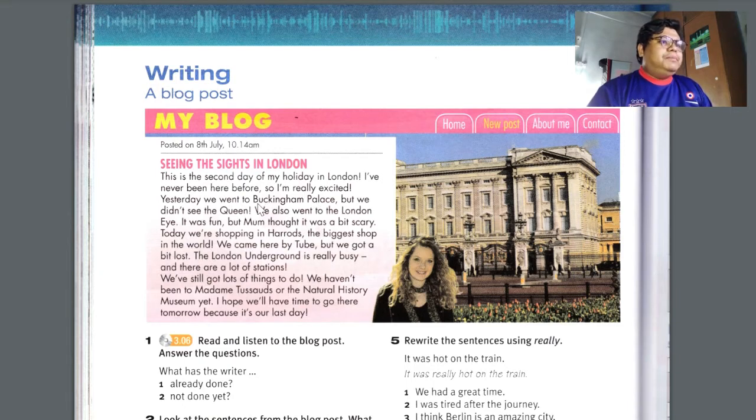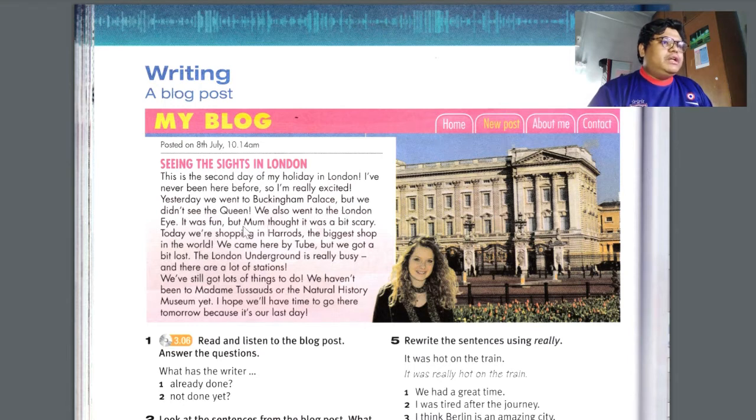So tempat yang dia dah pergi, Buckingham Palace. Buckingham Palace ni kalau awak nak tahu, dalam gambar ni this is where the Queen of England lives. But we didn't see the Queen, see? So this is where the Queen lives.